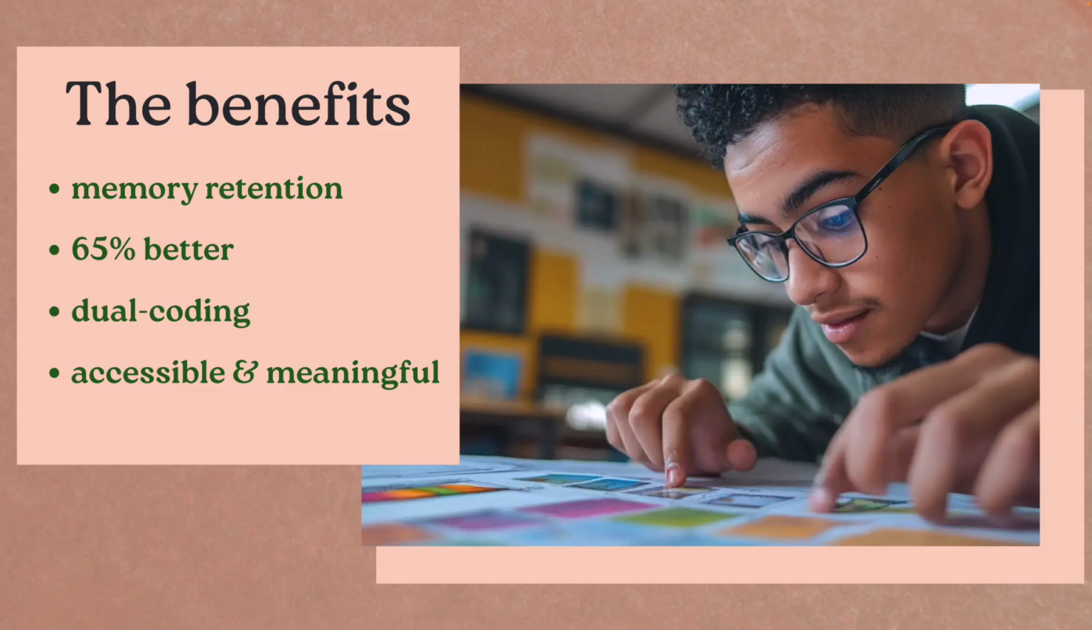One of the most significant benefits of using visuals, such as political cartoons in the classroom, is their positive impact on memory retention. Studies show that people remember visual content up to 65% better than text alone. This concept, known as dual coding theory and proposed by Allan Paivio, explains that when information is presented both visually and verbally, learning and memory are strengthened. Additionally, visual aids, like political cartoons, can make complex social and political concepts more accessible and meaningful, especially for visual learners.